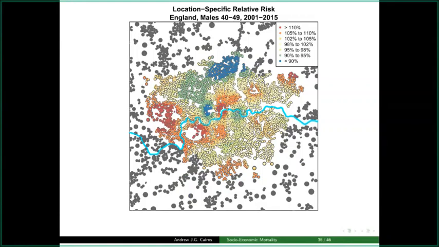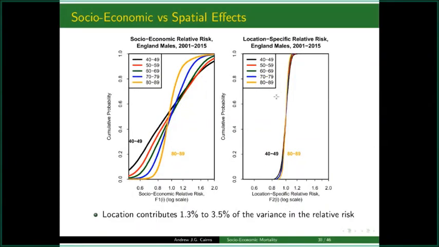So that's for 40 to 49, and then for 80 to 89, still some variation across the city, but the hotter spots have now moved over towards the east of the city. Now, these two charts are comparing the socioeconomic effects and the spatial effects.